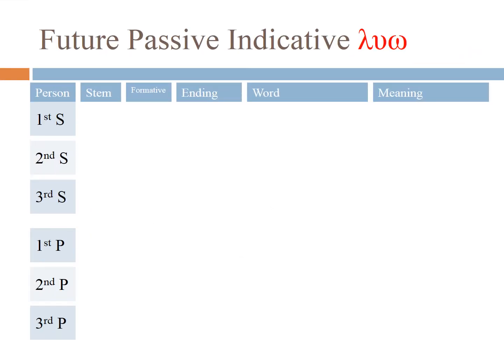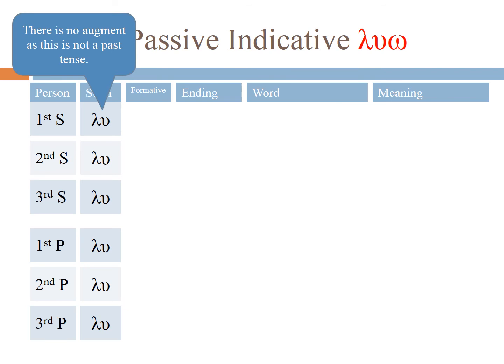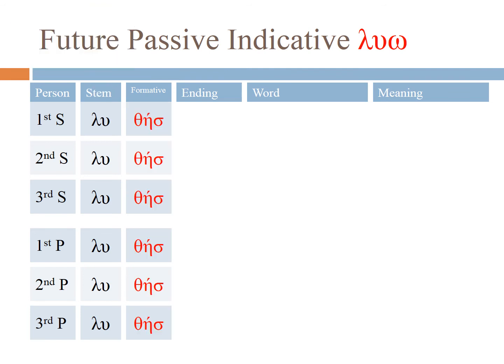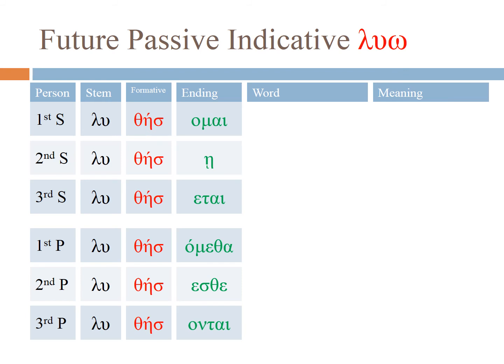Let's look at how the future passive is formed in the indicative of λύω. The stem is λυ, all the way down. There is no augment, as this is not a past tense. The tense formative is θησ, all the way down. The endings are primary middle: ομαι, η, εται, ομεθα, εσθε, ονται.